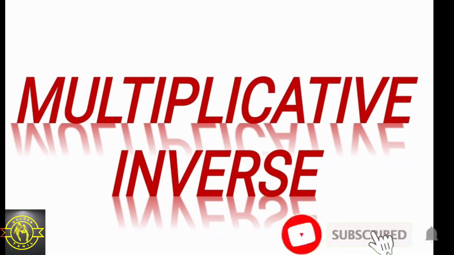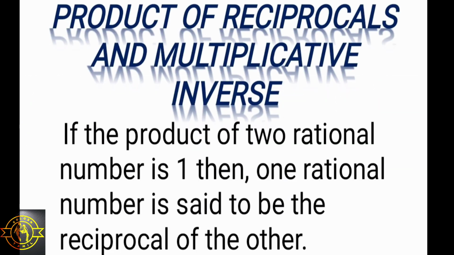Next, we are going to see about multiplicative inverse. Product of reciprocals and multiplicative inverse. If the product of two rational numbers is 1, then one rational number is said to be the reciprocal of the other.